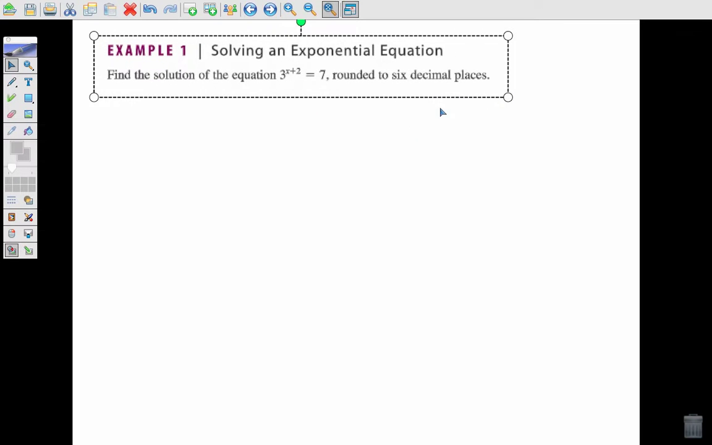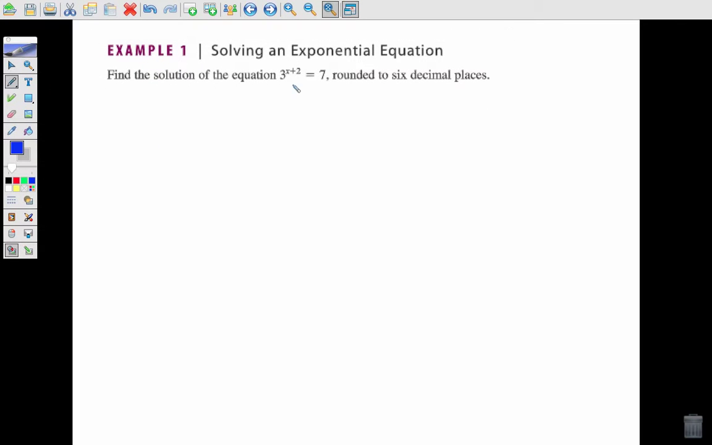Here's the first example: 3 to the x plus 2 equals 7. Our base is 3. The exponent is x plus 2, and it's equal to 7. Step 1 is to isolate the base and the exponent, and it's already done for us. The base and the exponent are on one side of the equation. Step 2 is to take the log of both sides. So I'm going to take the log base 10 of both sides.